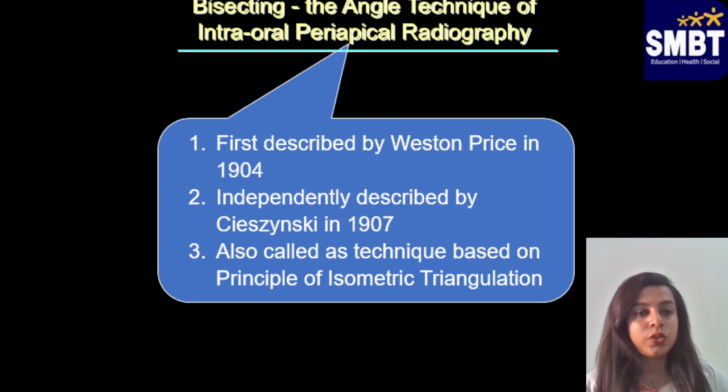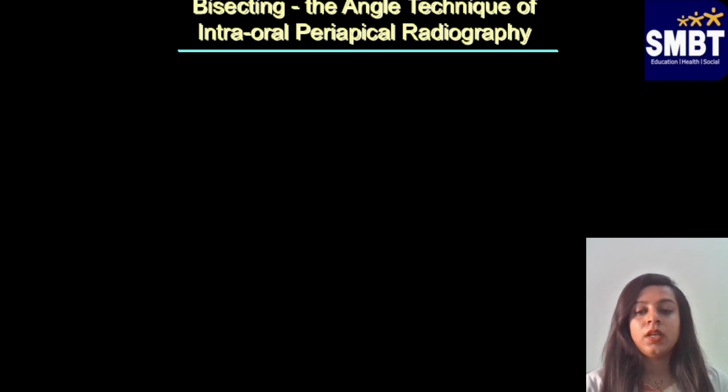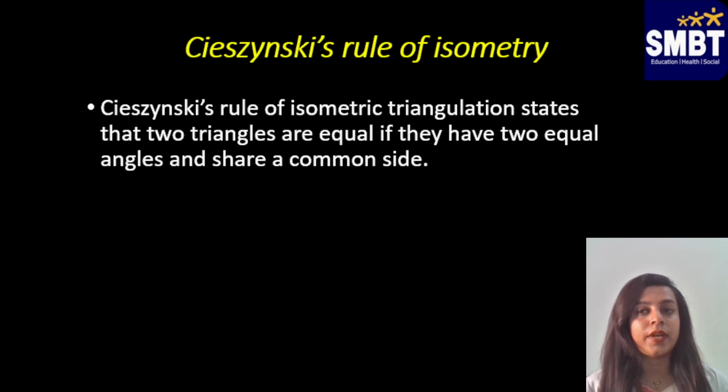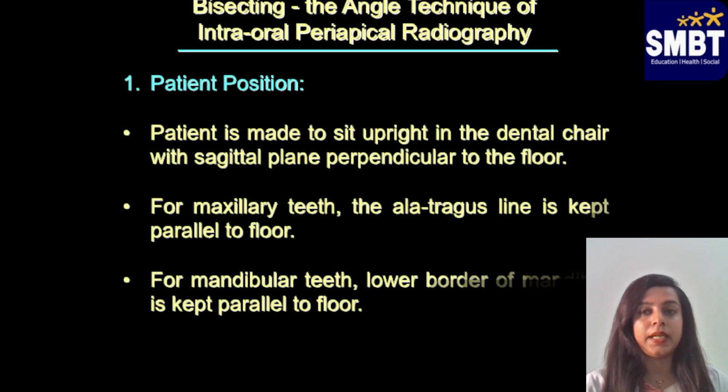Now we'll start our actual topic for today, that is bisecting the angle technique of intraoral periapical radiography. This was first described by Weston Price in 1904, and it was independently described by Szynski in 1907. That is why it's also called a technique based on the principle of isometric triangulation given by Szynski. Szynski's rule of isometry states that 2 triangles are equal if they have 2 equal angles and share a common side. So Szynski's rule is the principle for our bisecting the angle technique. We'll see how we're going to apply it in our technique.